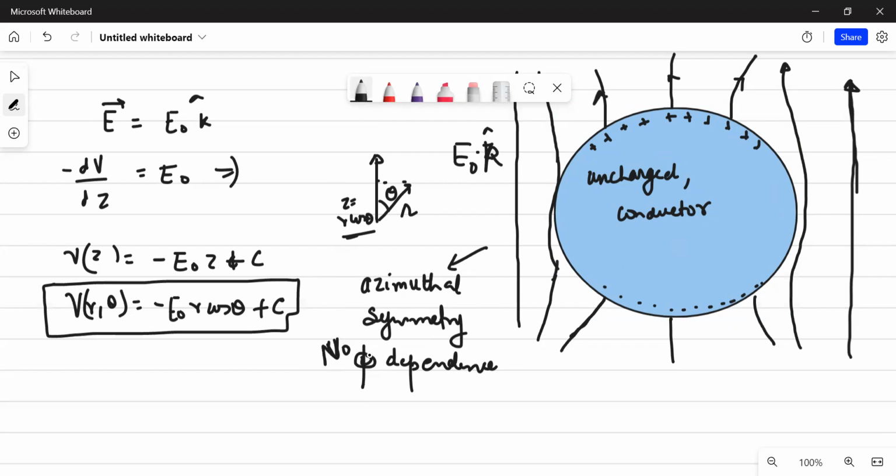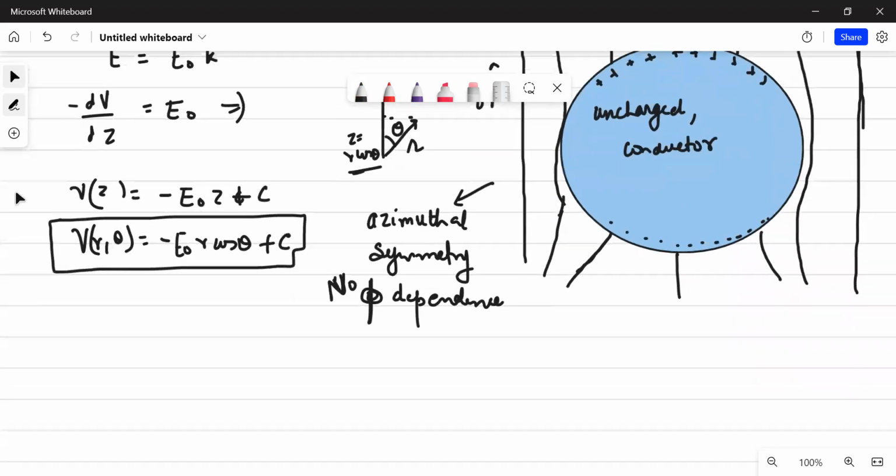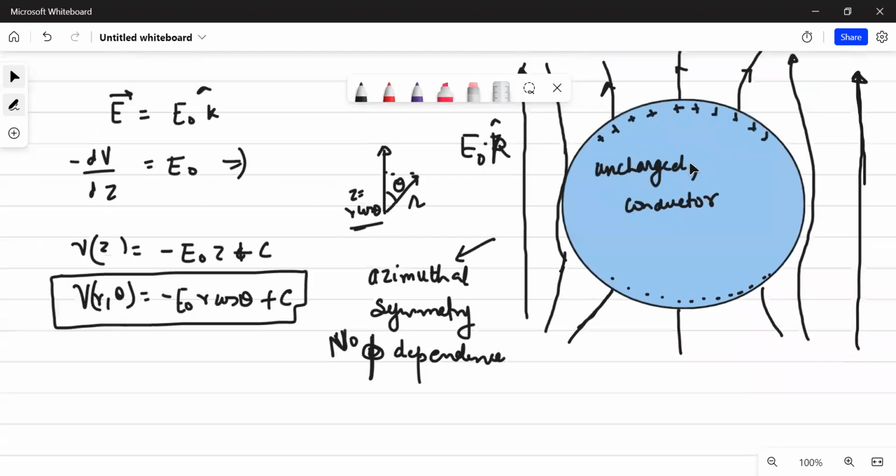Is that clear? अभी तक समझ में आई बात? हाँ भैया. So I'll write it here itself.